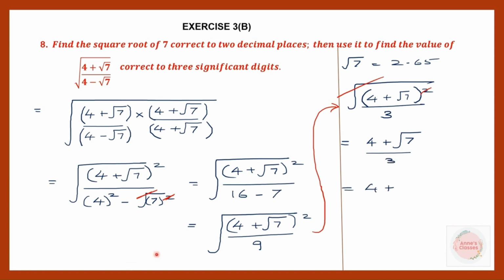Now we can use the value of the square root of 7 which we found in the first part of this question. And what is the square root of 7? 2.65. So I can write here in place of root 7, 2.65. So 2.65, and in the denominator I have 3. Now 4 plus 2.65 is 6.65 divided by 3.